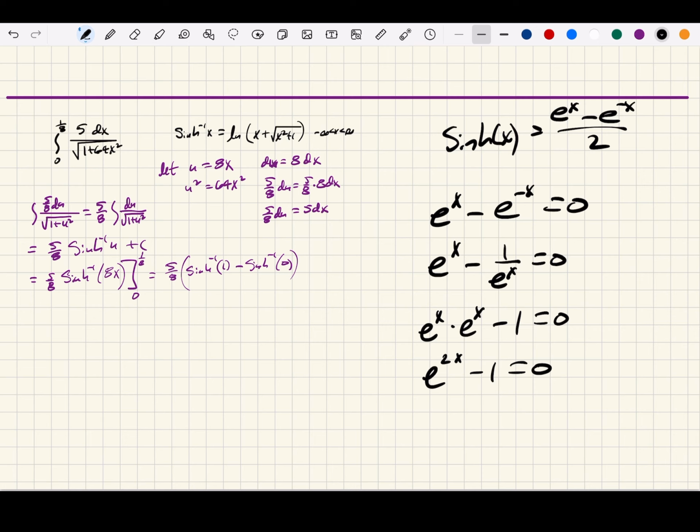Now, remember, we're talking about a one-to-one function, so there's only going to be one value for x here. Well, what's the only way that I can subtract 1 from something and get 0? If that thing is 1. And the only way that I can raise e to a power and get 1 is if that power is 0. So 2x has to be 0, which means that x has to be 0. Okay, so now, what did we just find then?